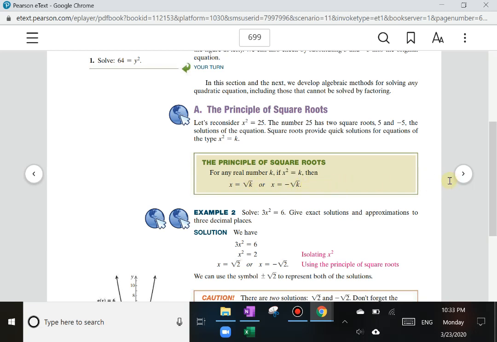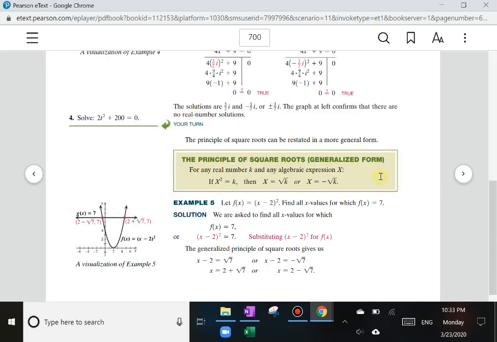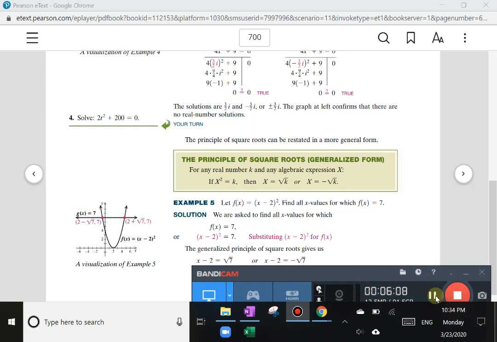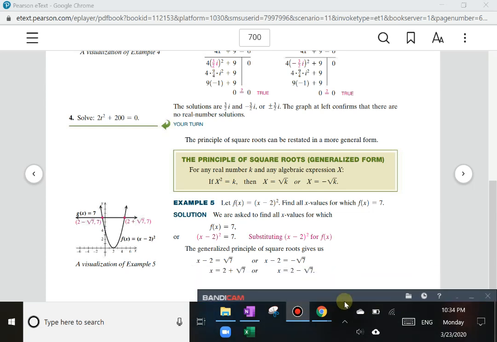Now, this principle works. We don't have to just have x necessarily. So we have the more general form of the principle of square roots, which is on the next page. And there you go. This is a bit more general. The layout is probably the same, but the difference is it used to be little x, now it's capital X, where capital X here could be any algebraic expression. So there you have this one.